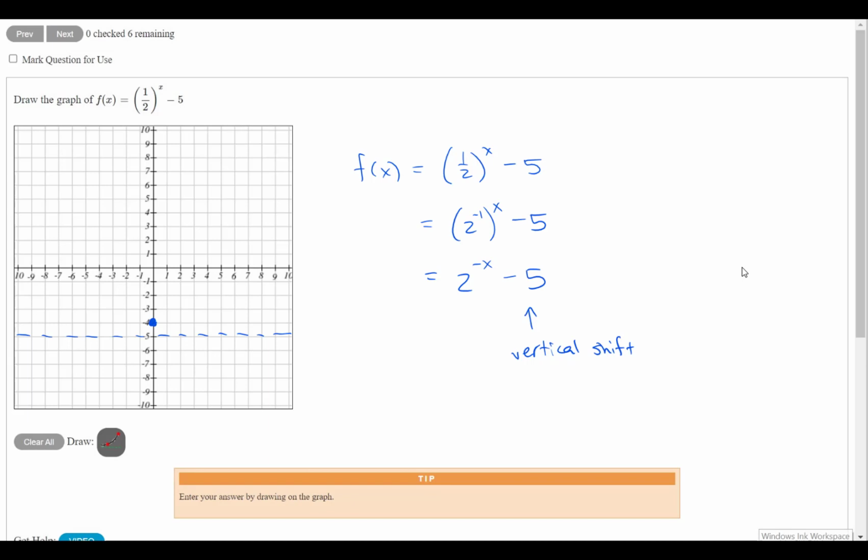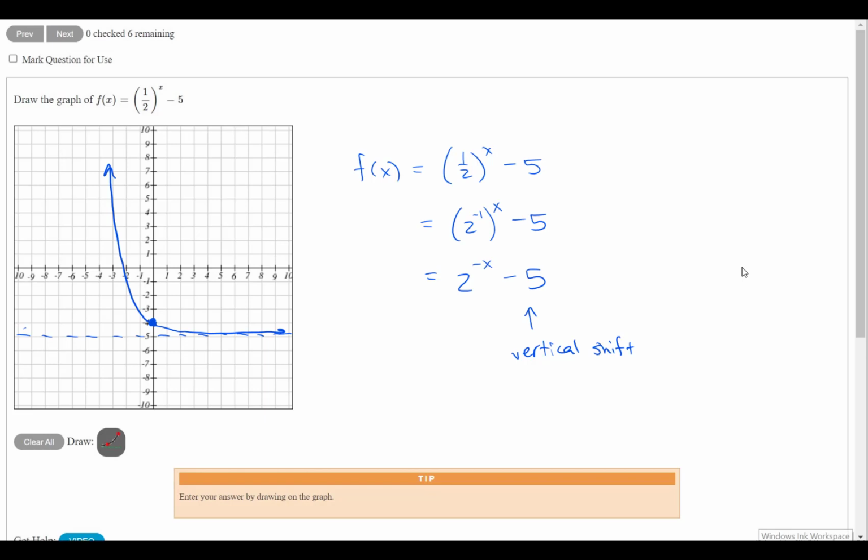So in this case, since there's a reflection, but no horizontal shift, and this reflection is about the y-axis, the only thing that's going to do here is it's going to make the shape of the exponential look like this, instead of where it would normally look like this.